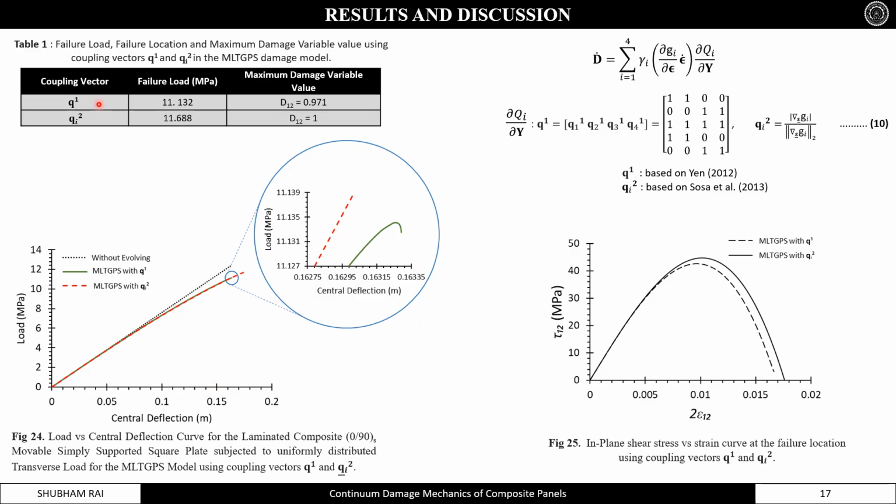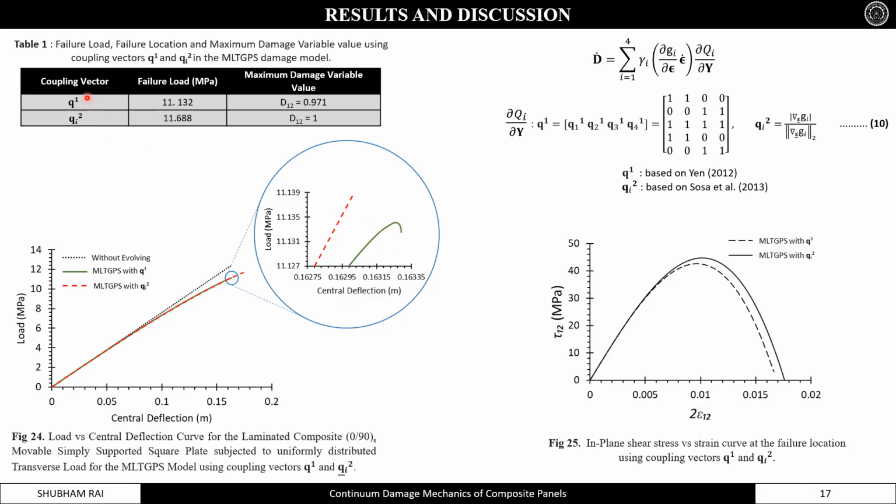Now using coupling vector Q1 and Q2, this green curve represents coupling vector Q1 and this red curve represents coupling vector Q2. So for coupling vector Q1, the plate is losing its structural stability and the load suddenly drops here, whereas in coupling vector Q2, the plate is not losing its structural stability and the micro cracks are coalescing to form a macro crack, whereas in coupling vector Q1 the micro cracks are not coalescing to form a macro crack. Before that, the plate is losing its structural stability.